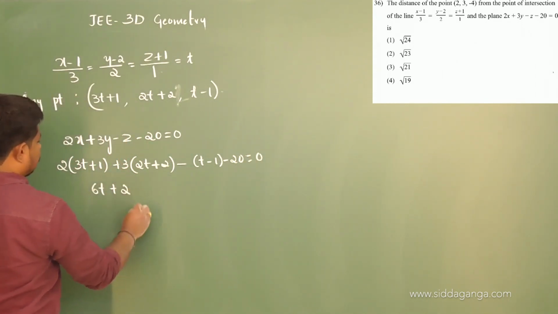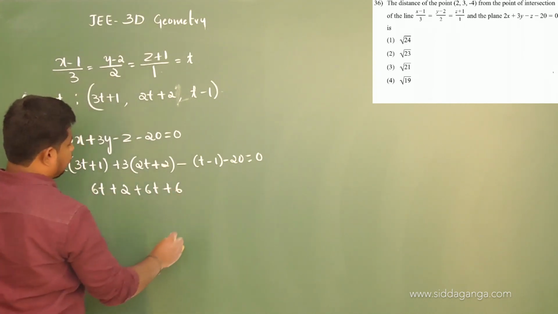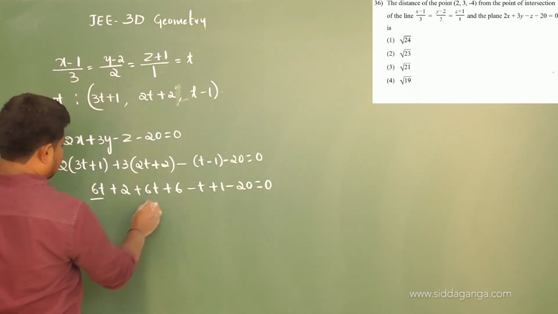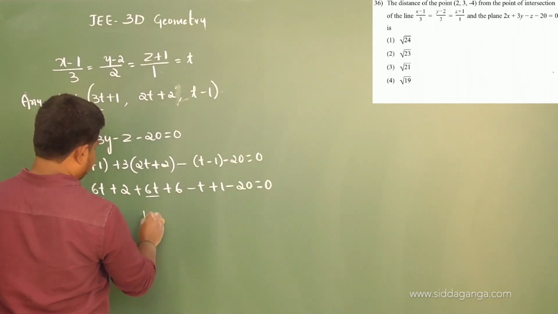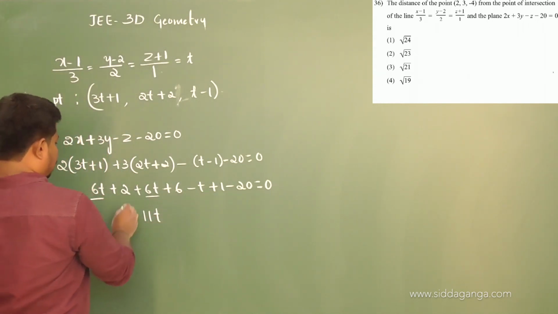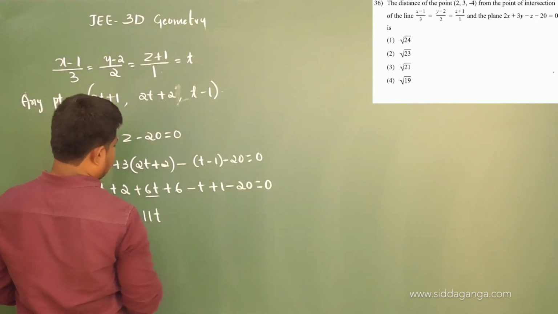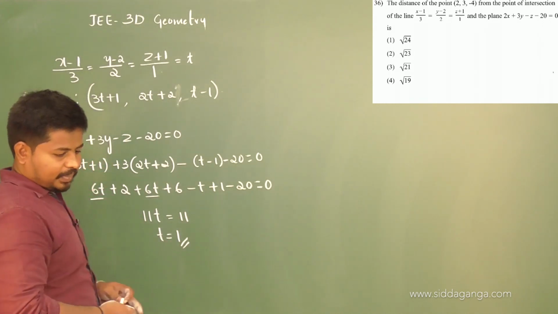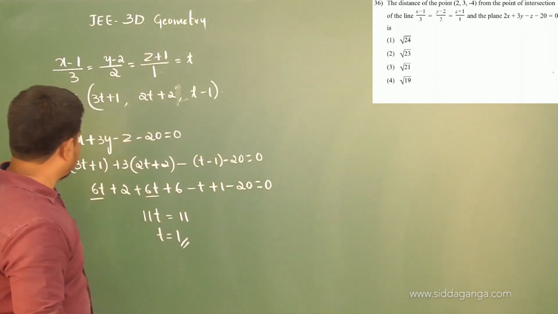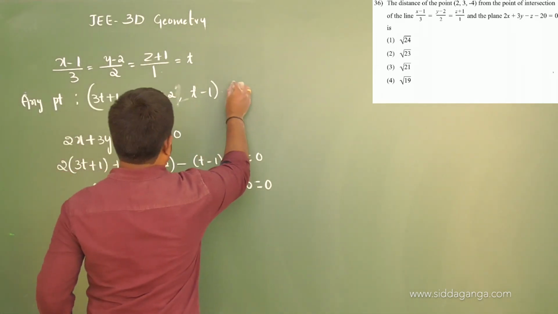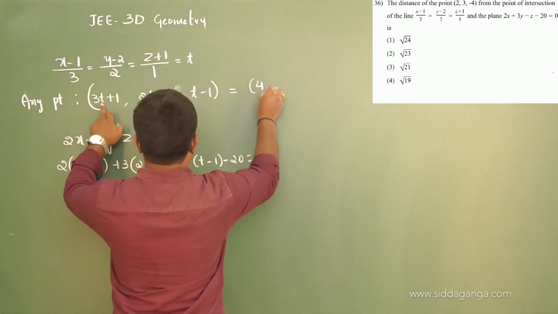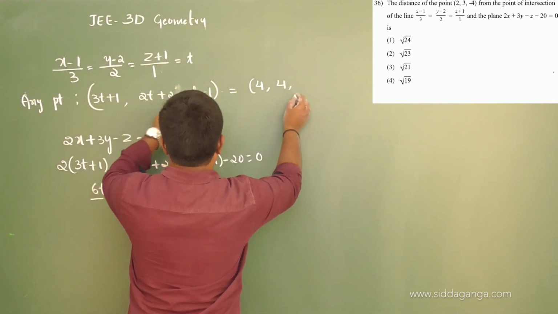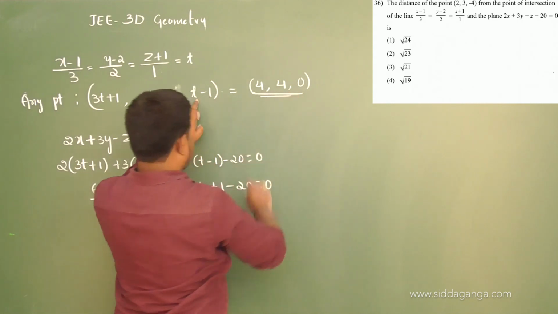6t plus 2 plus 6t plus 6 minus t plus 1 minus 20 equal to 0. 6t and 6t is 12t, so 11t. 2 plus 6 is 8, plus 1 is 9, that is equal to 11, so t is 1. Okay, so t is 1. So then your point of intersection is 3 into 1 plus 1, that is 4; 2 into 1 plus 2, that is 4; 1 minus 1, that is 0. This is your point of intersection of the line and the plane.